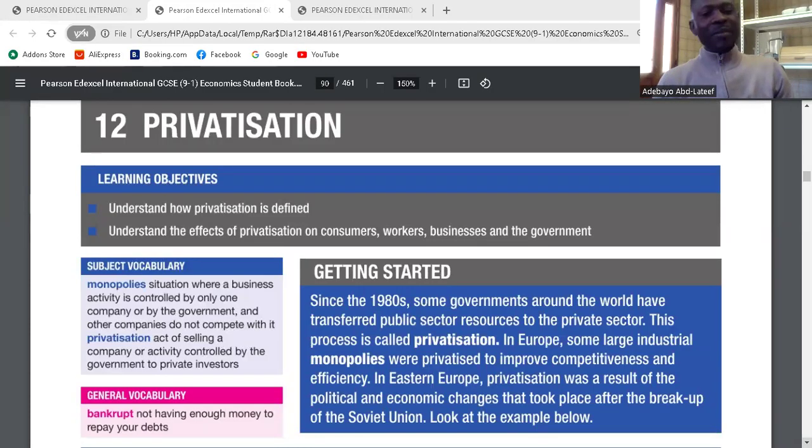Go to chapter 12, privatization. So when we talk about privatization, basically we're talking about the transfer of government-owned property, government-owned businesses, government-owned assets to the hands of private individuals or firms. That is privatization. So we go down.